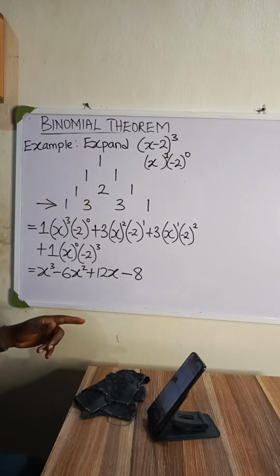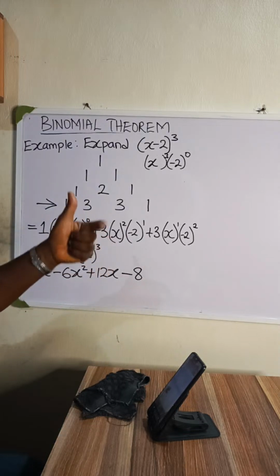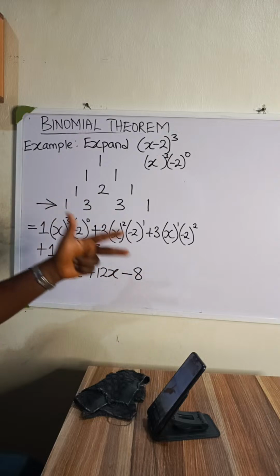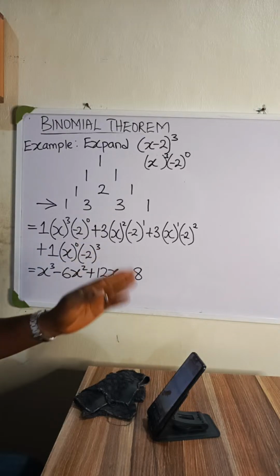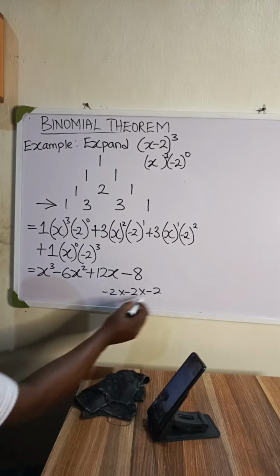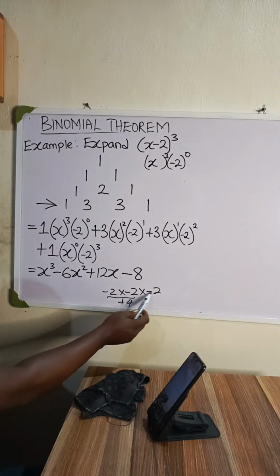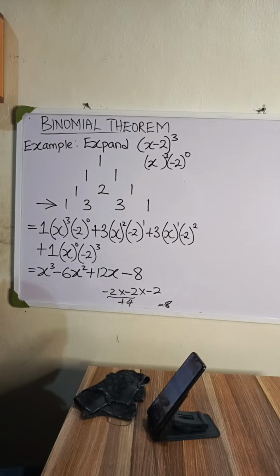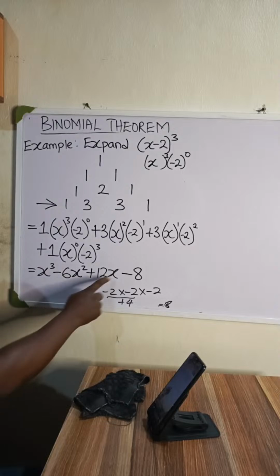Someone said, how did you get minus 8? Minus 2 to the power of 3. Minus 2 multiplied by minus 2 is going to give you positive 4. Positive 4 multiplied by minus 2 is going to give you minus 8, because minus 2 is multiplying itself 3 times: minus 2 times minus 2 times minus 2. This is going to give you positive 4, and positive 4 multiplied by minus 2 is going to give you minus 8. So that's how we got minus 8. Then minus 8 times 1 is going to give you minus 8.